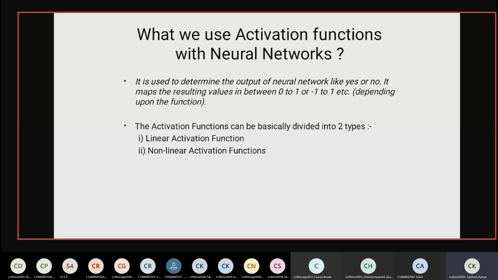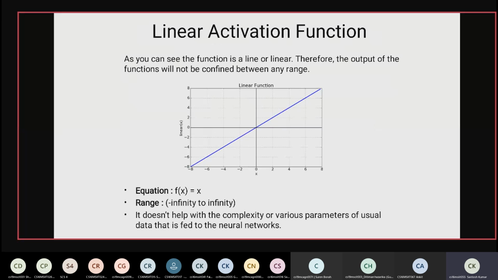So let's start with the linear activation function. As you can see in this graph, the function is a line, that is, a straight line. The output will not be confined between any range, and the range will be from minus infinity to plus infinity. The given function equation you can see is f(x) = x. It does not help with the complexity or various parameters of the usual data that is fed to the neural network. So you can see that the graph is always a straight line or similar to a straight line.